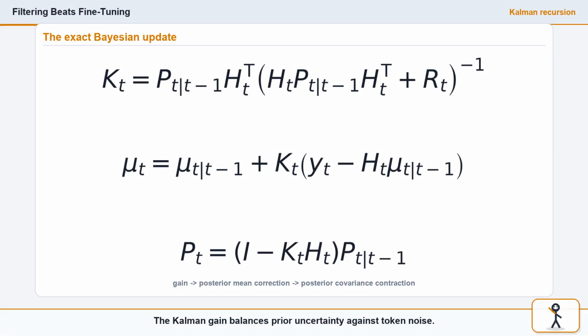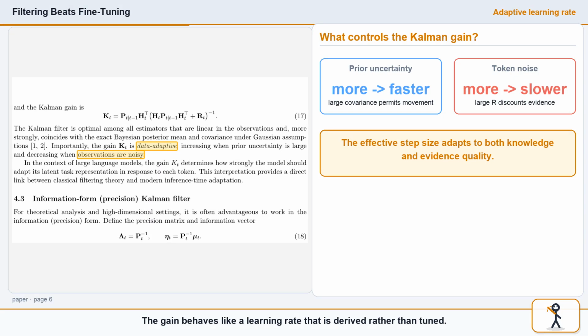The Kalman gain balances prior uncertainty against token noise. High uncertainty and clean evidence produce a larger update. Noisy evidence, or an already confident posterior, produces a smaller one. The mean follows the prediction error, while covariance contracts in observed directions. The gain behaves like a learning rate that is derived rather than tuned. It increases when prior uncertainty is large and decreases when the measurement is noisy. As the model becomes certain, adaptation automatically anneals towards zero.